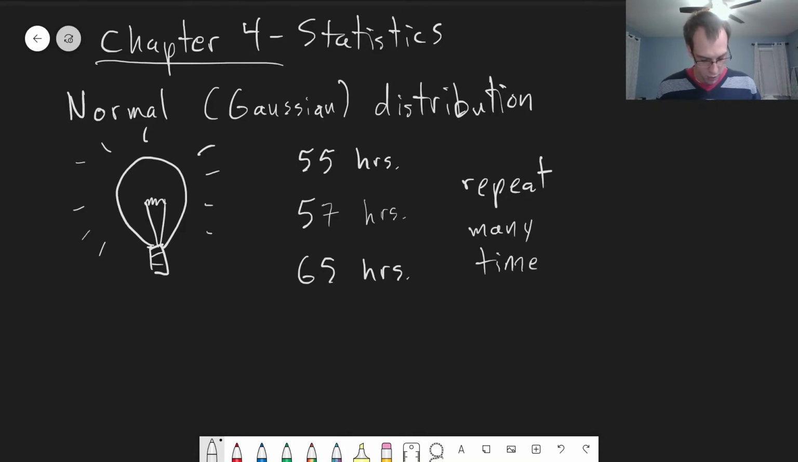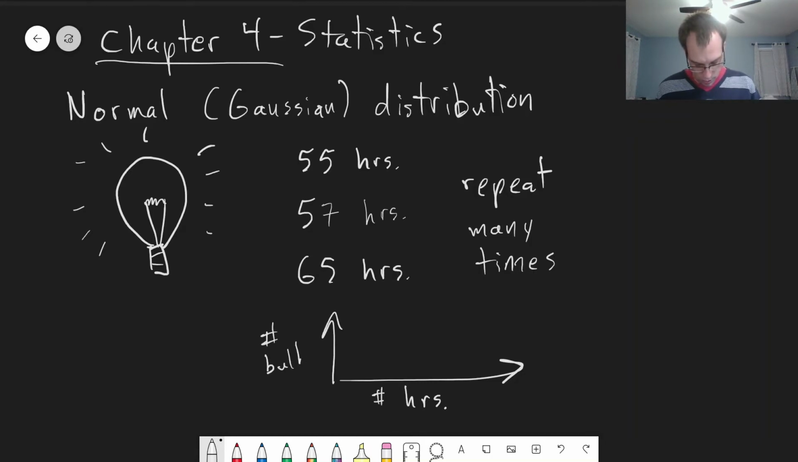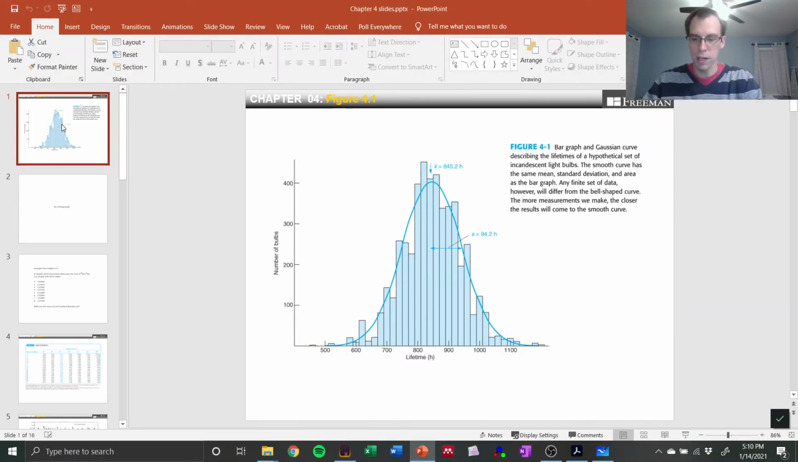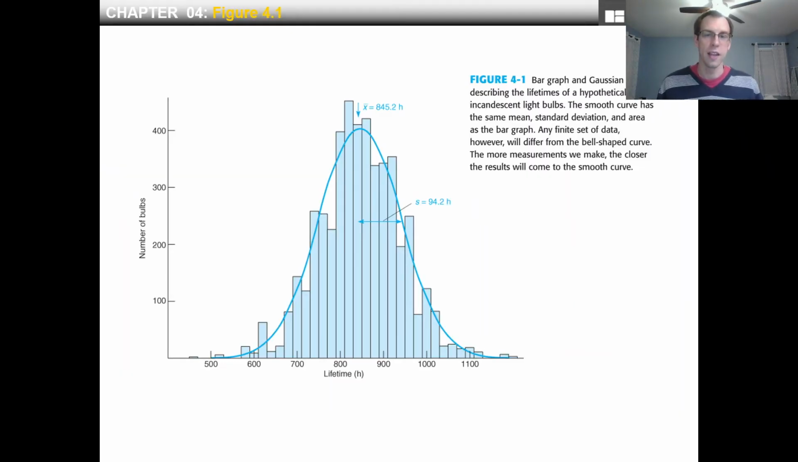And if we plotted all these light bulb lifetimes as a histogram, our x-axis is the number of hours, and the y-axis is how many bulbs survive that long. We can get a plot that looks something like a figure from your textbook. So we'll pull this up. This is figure 4.1, a bar graph and a fitted Gaussian curve that describes the lifetime of a hypothetical set of light bulbs. These are several hundred hours in comparison to the 50-something hours I was putting down. But you can see there'll be some average value, in this case 845.2.